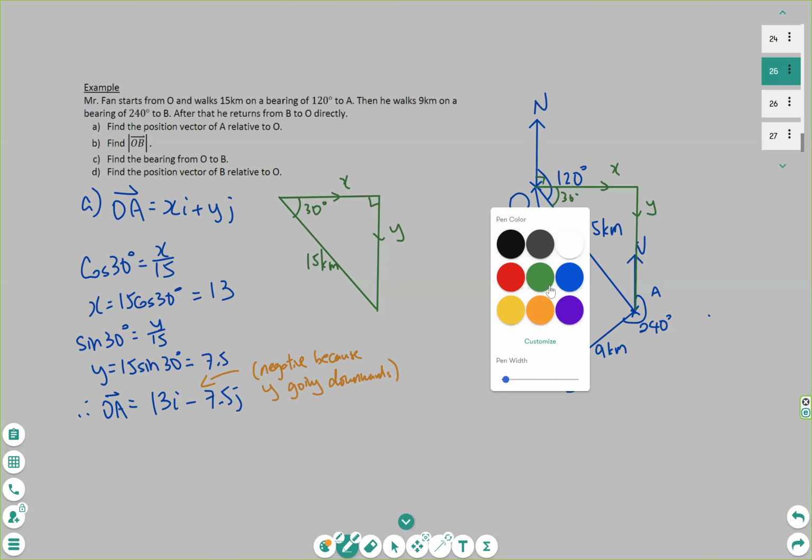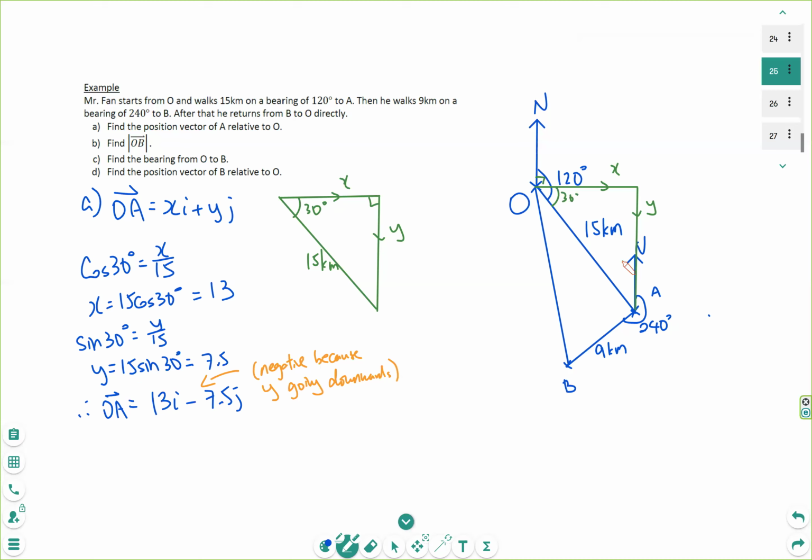Hopefully that's quite self-explanatory. We're going in the bottom right corner direction, so x to the right, y downwards. Why not y upwards, x to the left? Because O to A goes to the right, y downwards. Okay, that's the answer.